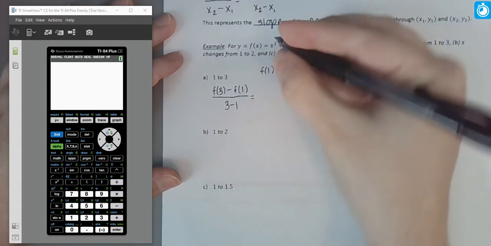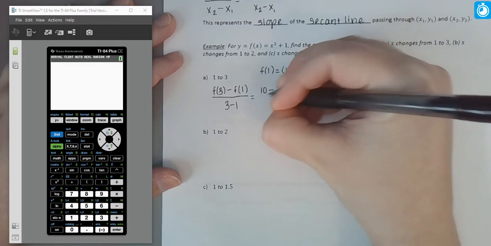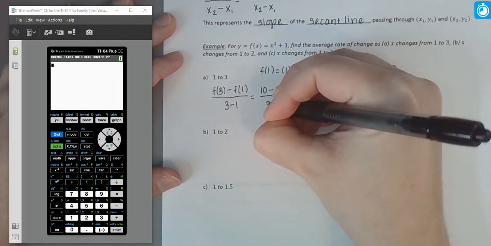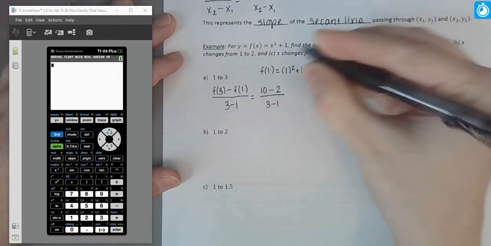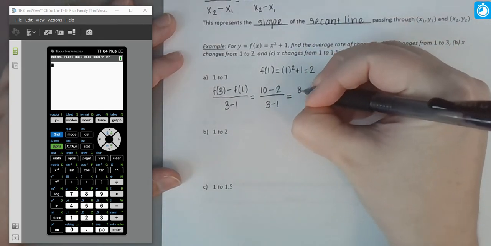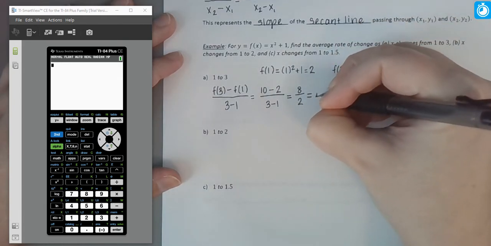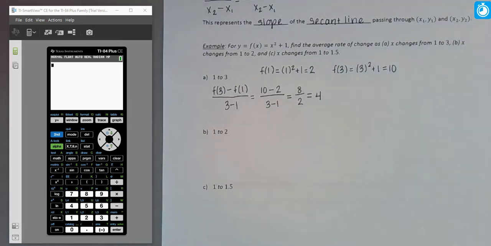So f of 3 is 10. f of 1 is 2. So our numerator is going to be 10 minus 2. And then our denominator is 3 minus 1. So now it's just a matter of simplifying down. So our numerator simplifies to 8, our denominator simplifies to 2, and if we simplify that fraction fully, that simplifies down to 4. So 4 is going to be the average rate of change in our y values as we progress from x equals 1 to x equals 3.